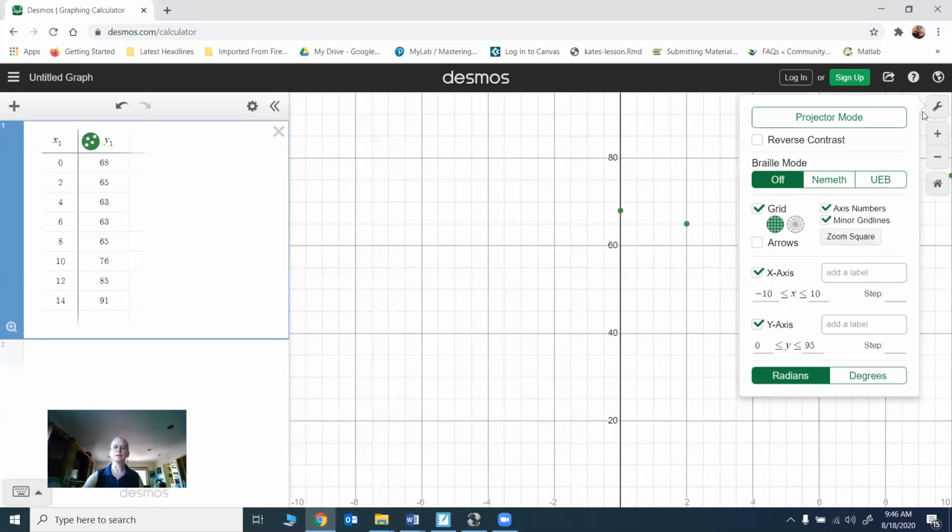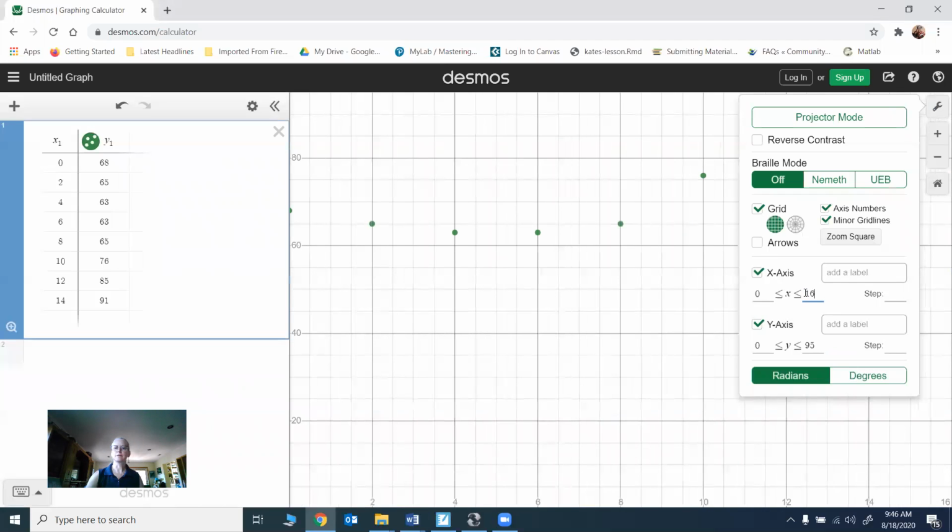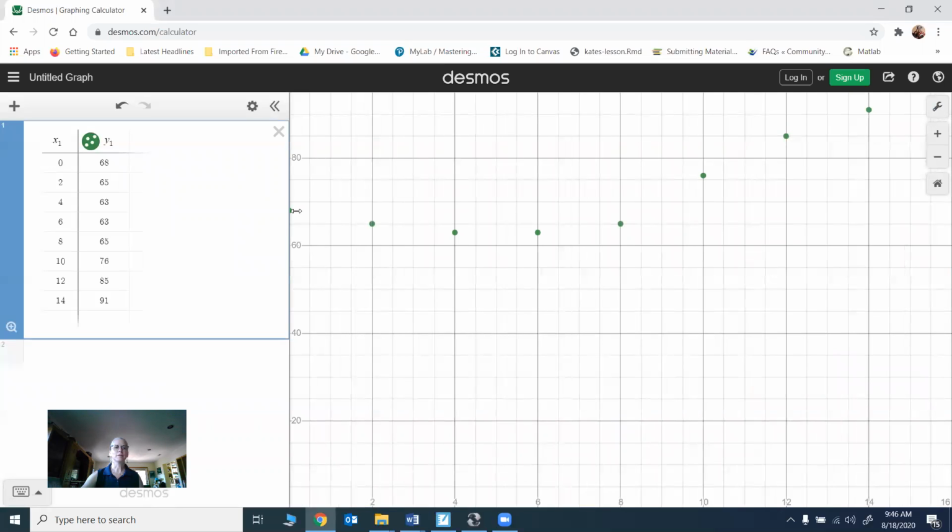Oh, and I realized I need to change my x-axis also. We don't need to start at -10. We can start at 0 and maybe go over to 16 just so we can see all the dots. And so now I can see my graph. Here's my dots, here's my graph. And this is another way to represent a function. I can go ahead and do a screen grab and plug this into my values.